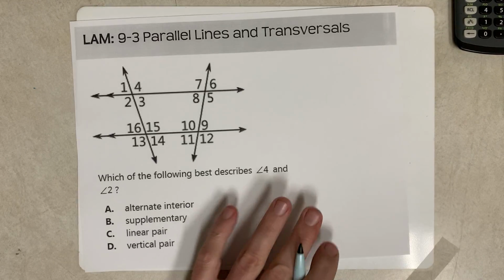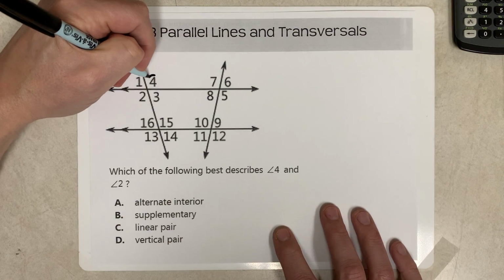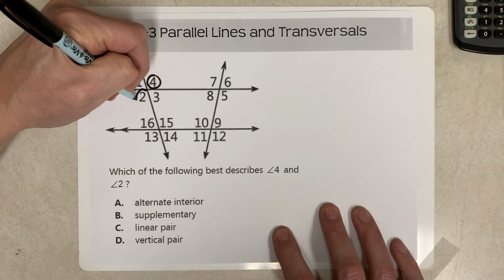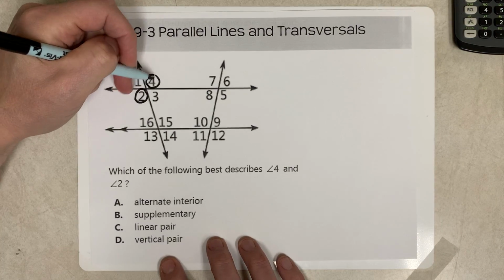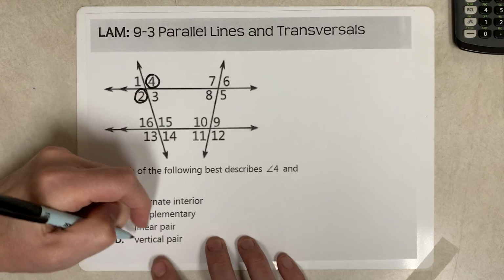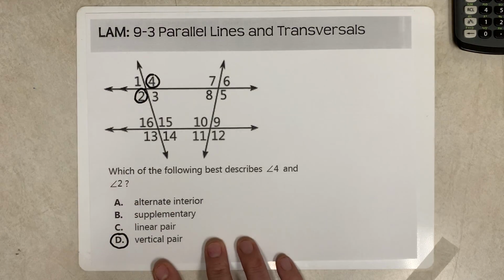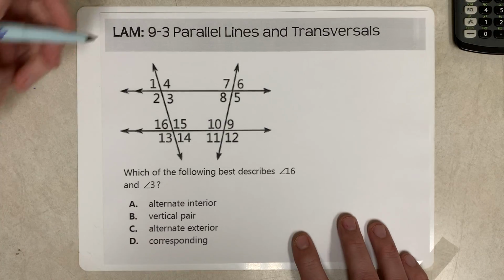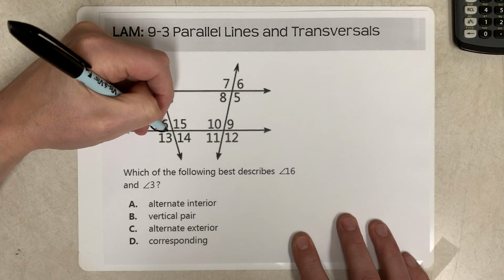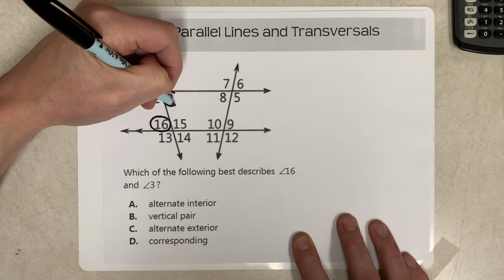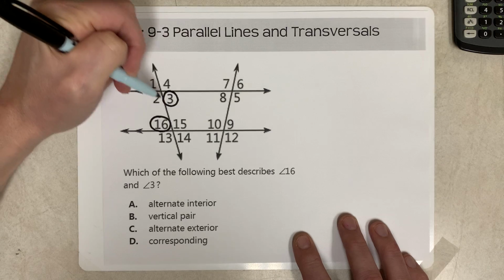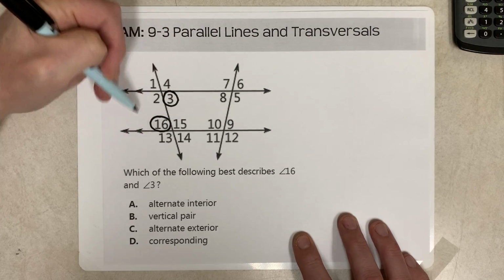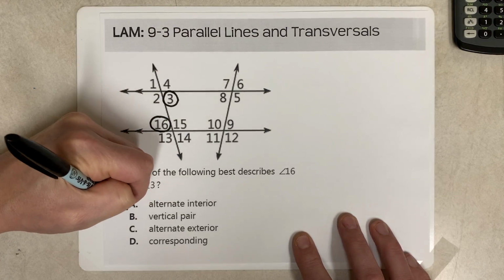All right, next one. 4 and 2. Here's 4 and here's 2. Those are a vertical pair, because a vertical pair of angles are formed by two intersecting lines. So this one would just be a vertical pair. This one says 16 and 3. Here's 16 and here's 3. Those would be alternate interior, because they're on different sides of the transversal and they're in the interior of the parallel lines.